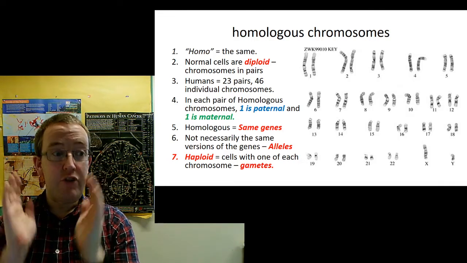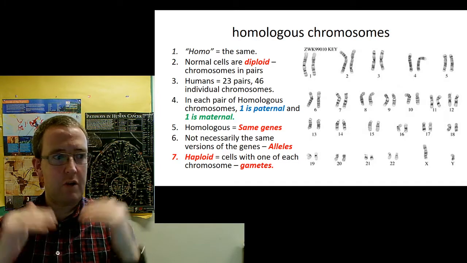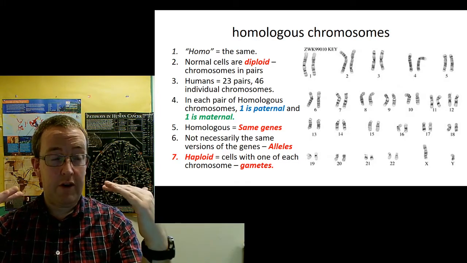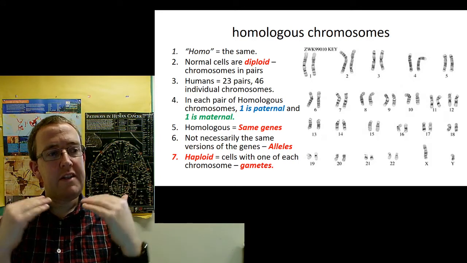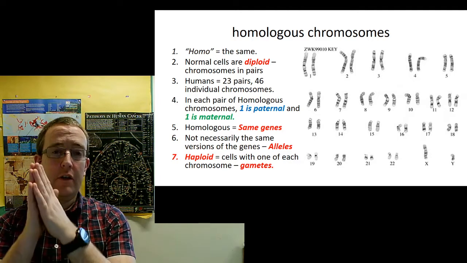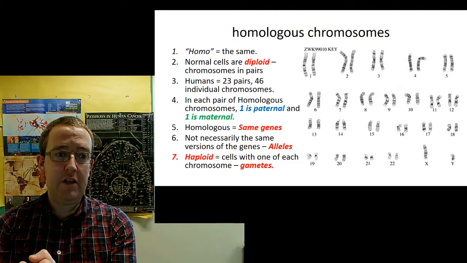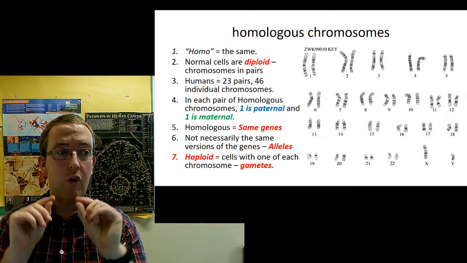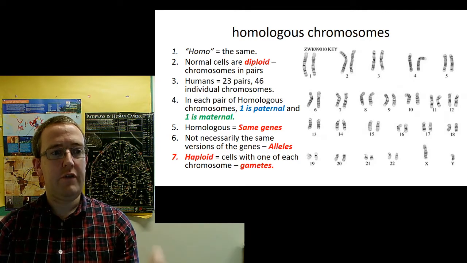So they're the same genes, so at the same place on each chromosome 1 or whatever, you might have the same gene for eye colour, or whatever it might be, but they won't necessarily be the same version of the gene. And that's where this word allele comes in, that you surely would have heard of at GCSE. Okay, so the same genes at the same loci, not necessarily the same version of the same gene.